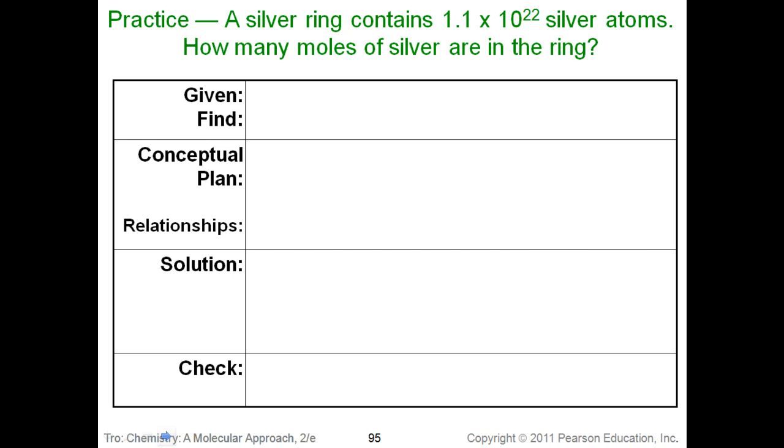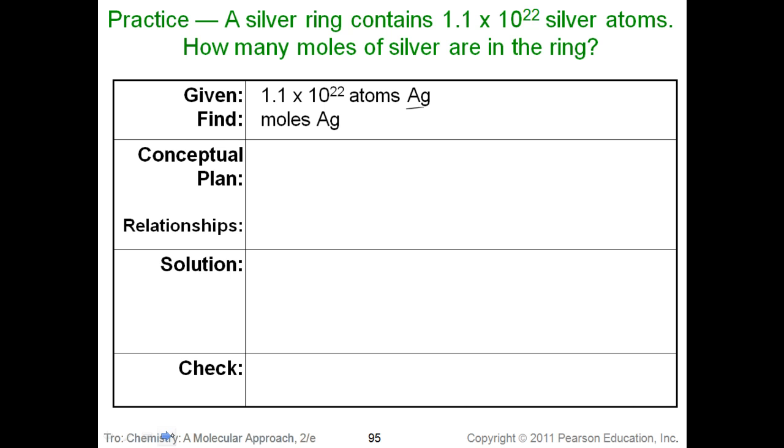All right, let's do this one. In this problem, we're doing the reverse. In this problem, they give us the atoms of silver, and they're asking you how many moles of silver are in the ring. All right, so you write down what's given. 1.1 times 10 to the 22nd atoms of silver. This is the chemical symbol for silver. You're asked to find the moles of silver.